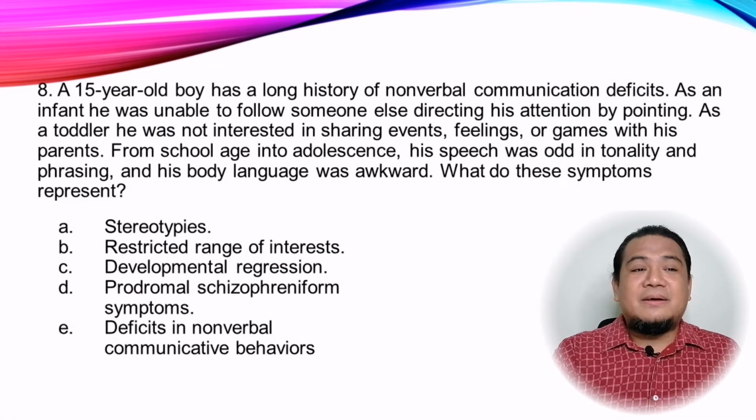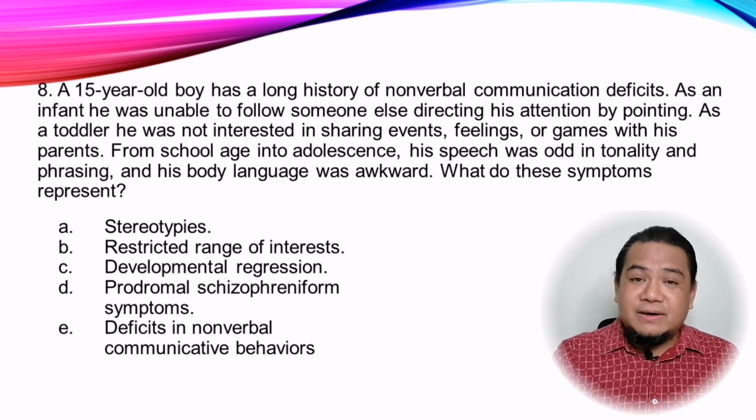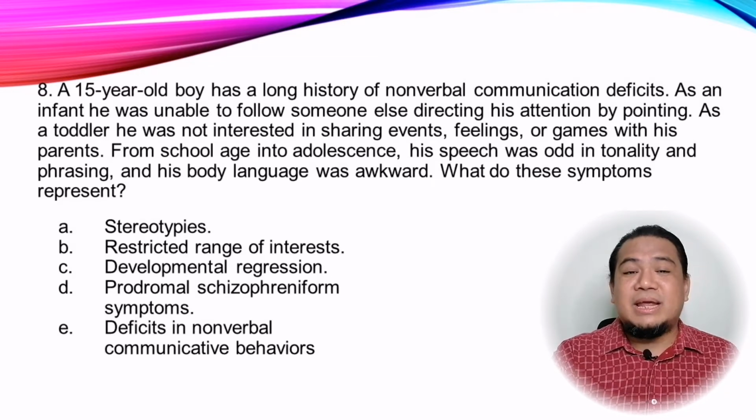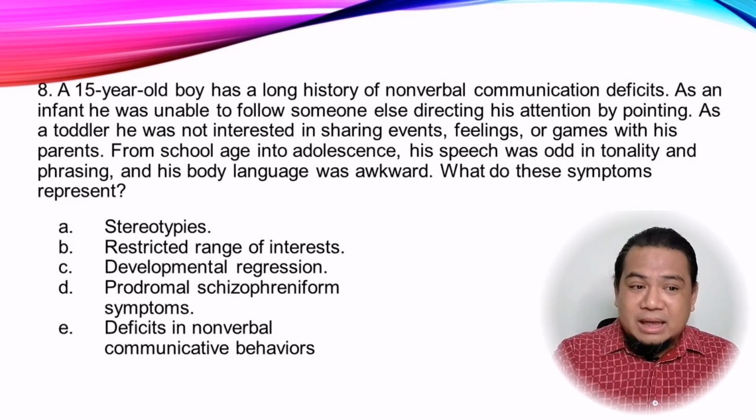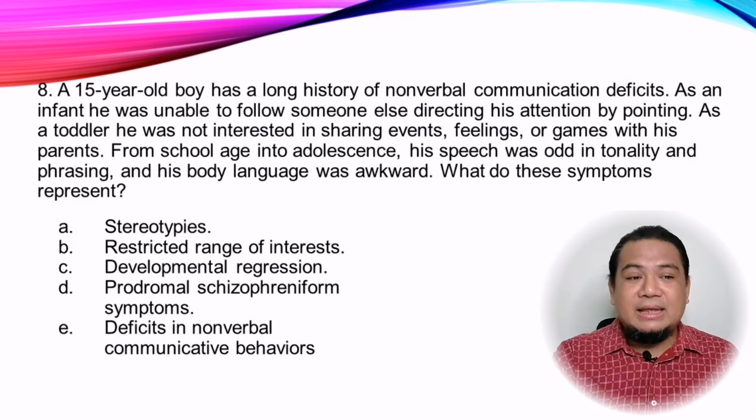Number 8, a 15-year-old boy has a long history of nonverbal communication deficit. As an infant, he was unable to follow someone else directing his attention by pointing. As a toddler, he was not interested in sharing events, feelings, or games with his parents. From school age into adolescence, his speech was odd in tonality and phrasing, and his body language was awkward. What do these symptoms represent?